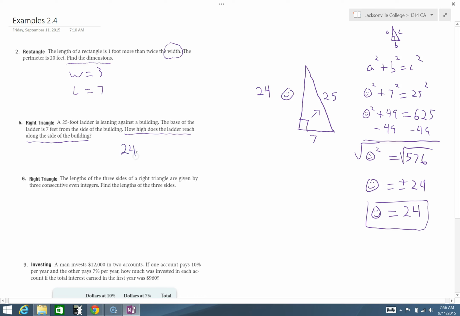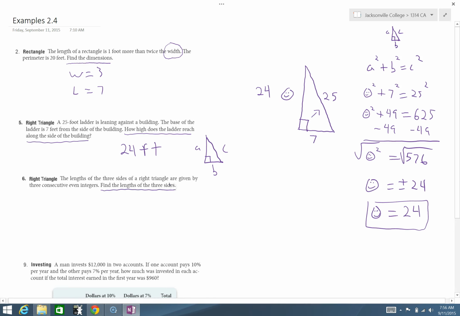24 feet. That is our answer on number 5. You will certainly need this relationship, this Pythagorean theorem. A, B, and C. C is the hypotenuse, the side across from the right angle. All right. Number 6, I first get to the question sentence.